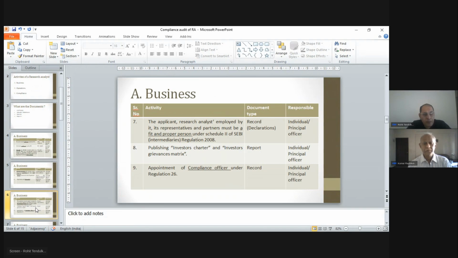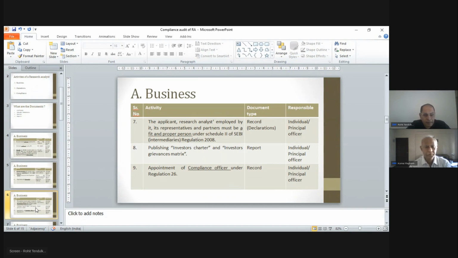Point number 8, publishing the investor charter and investor grievances matrix. This is very important because most of the research analyst individuals are not complying with this particular criteria. It must be displayed on a board, or sent by email to your clients, or displayed on the website of the research analyst. This responsibility is applicable to the individual and principal officer as the case may be.